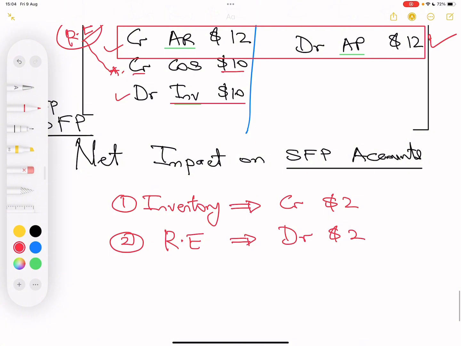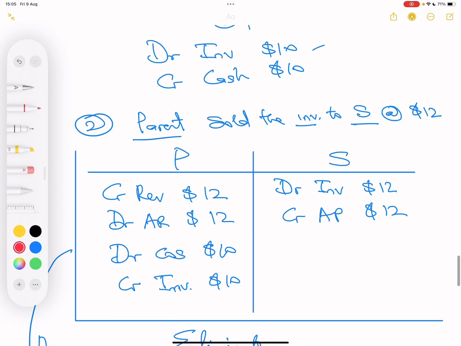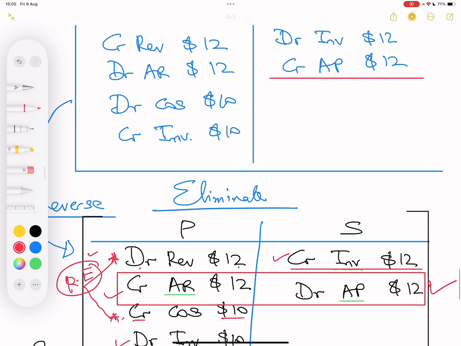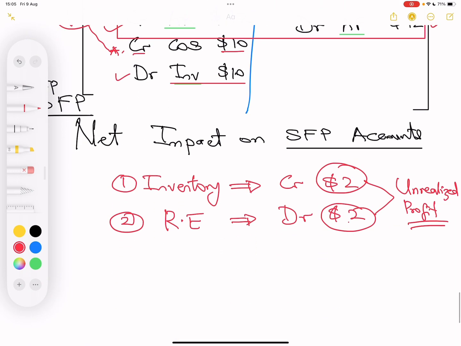And I'm sure you already know what this 2 is all about. Remember, it's always going to be the same figure. And this 2 is what you call your unrealized profit. Because it is a profit that the parent made when he sold. He bought the goods for 10, he sold for 12. He made a profit of 2, and the subsidiary is still carrying that inventory at the year end. In that case, unrealized profit is 2.